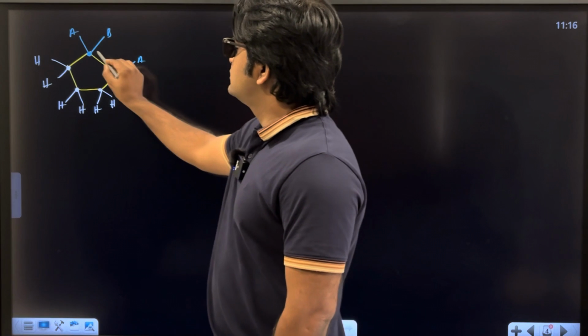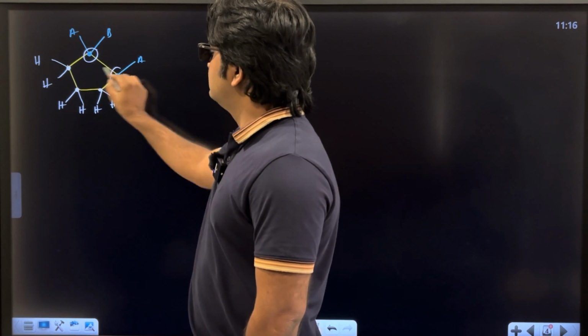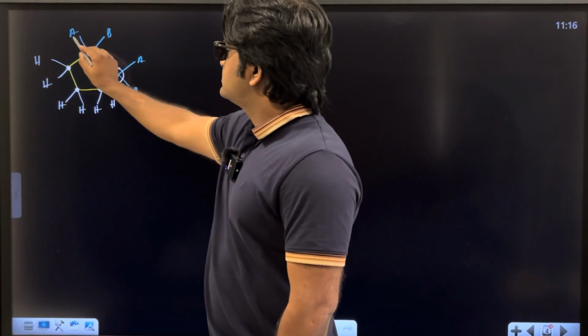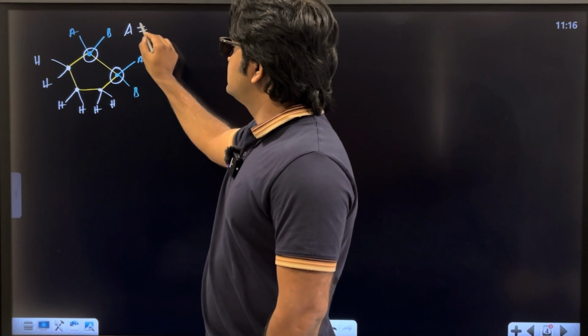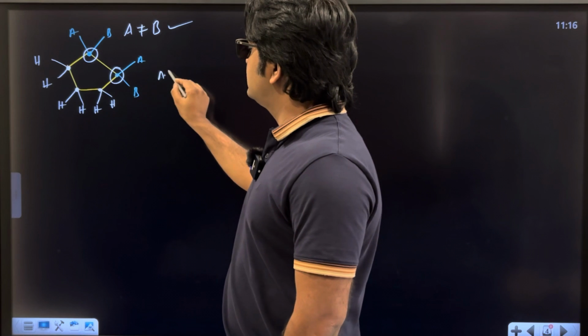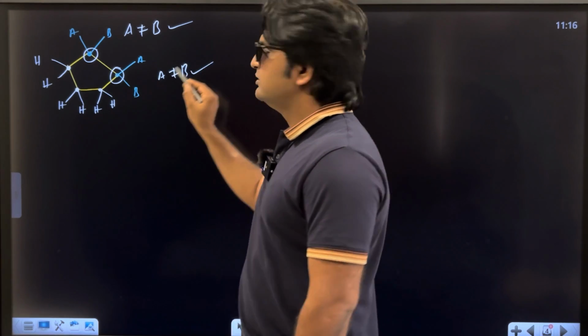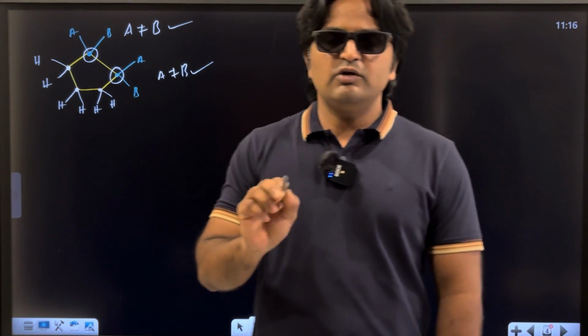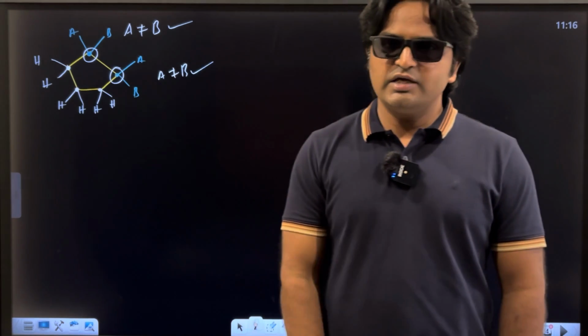Now we are selecting these two carbon atoms, 1 and 2, and just check these two groups: A is not equal to B. And come to this one, here also A is not equal to B. Your condition is satisfied and your molecule can show geometrical isomerism, right?